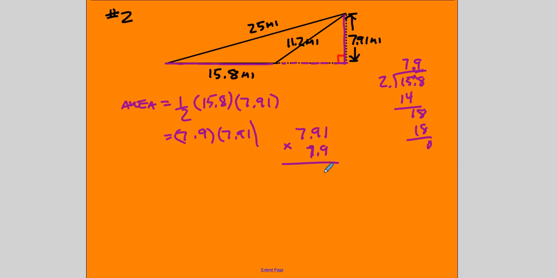1 times 9 is 9. 9 times 9 is 81. Carry the 8. 7 times 9 is 63. Plus 8 is 71. Now add a placeholder 0 here. 1 times 7 is 7. 9 times 7 is 63. Carry the 6. 7 times 7 is 49. 49 and 6 is 55. So now add it up.